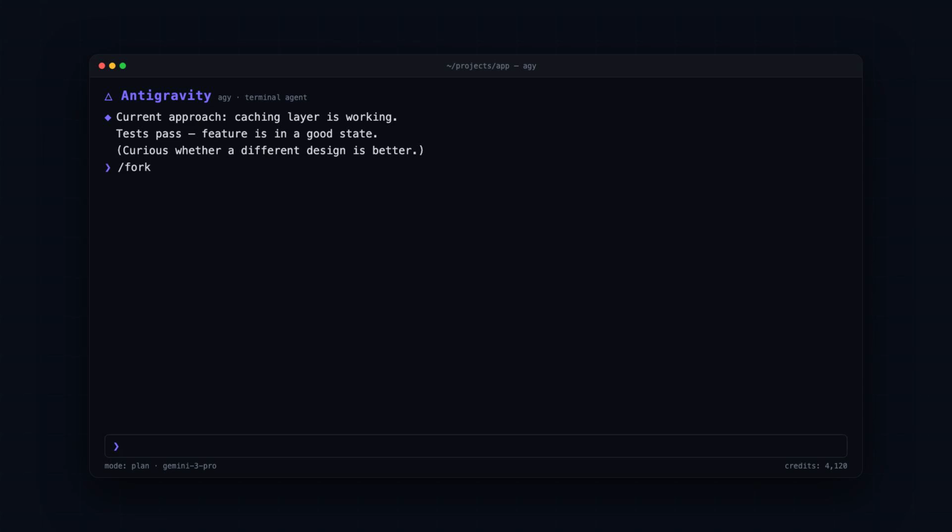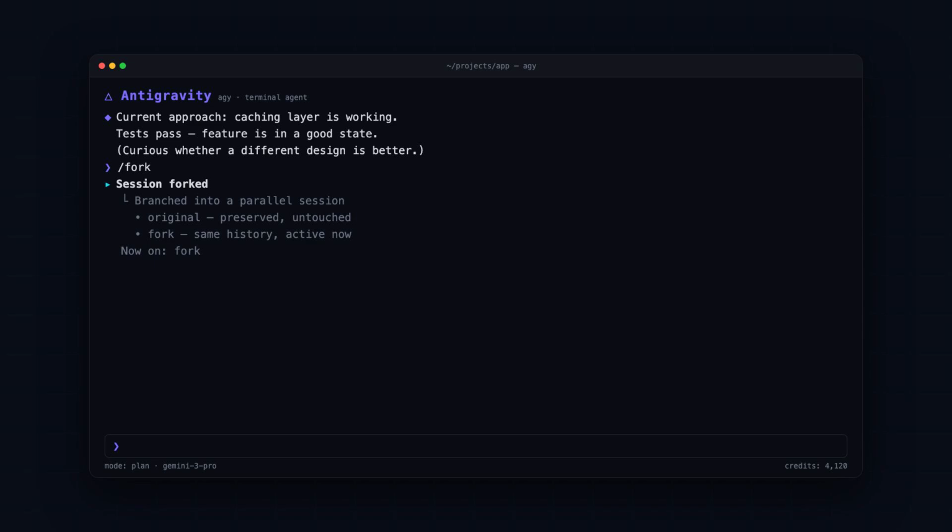So we run the fork command. It branches the current session into a parallel one, copying the full context up to this point, and drops us into the new branch while the original stays exactly as it was. The confirmation shows both threads now exist side by side.